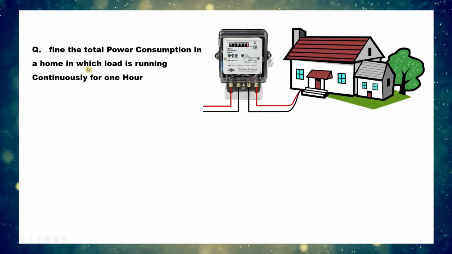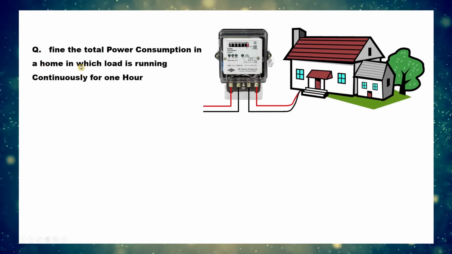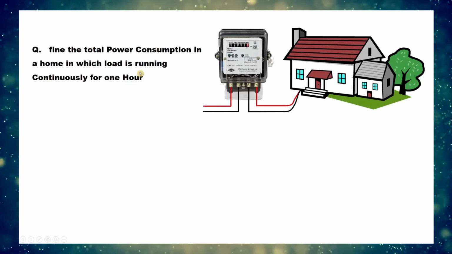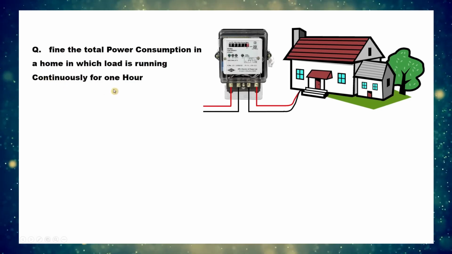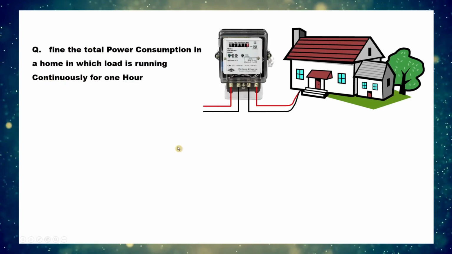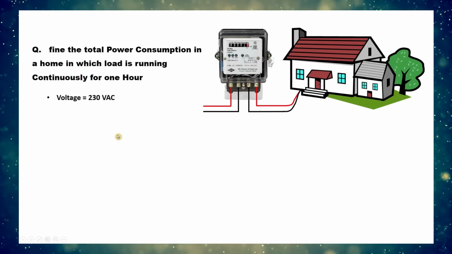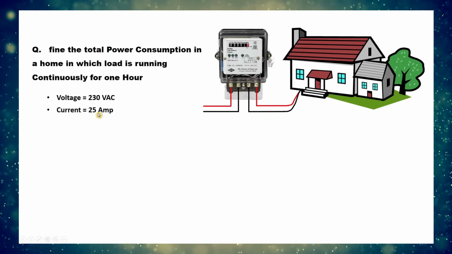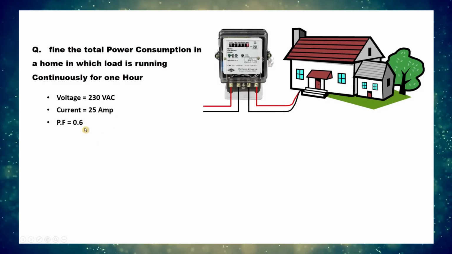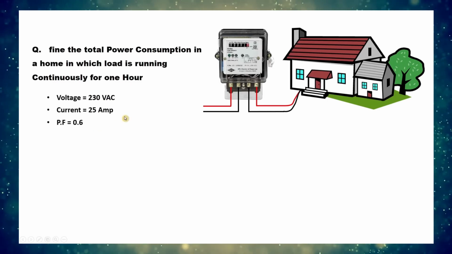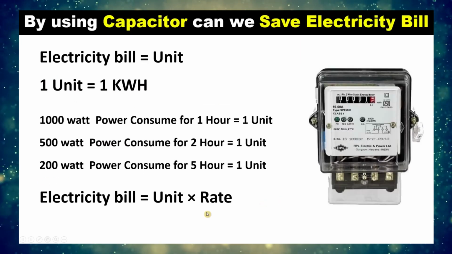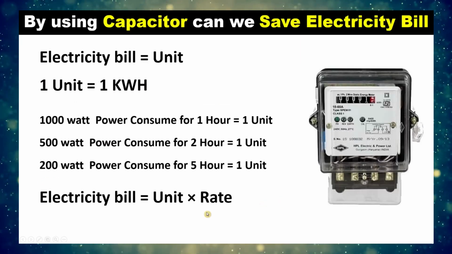If we connect the capacitor, then in this condition, will the electricity bill be reduced or not? To understand this, we are doing a calculation here. So, here a question is given to us. Find the total power consumption in a home in which a load is running continuously for 1 hour. It means continuously for 1 hour power consumption is there, in which voltage is 230 volt, current here is 25 amp and power factor is 0.6.